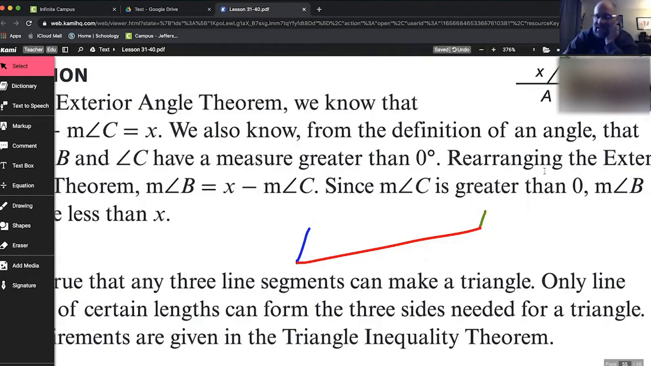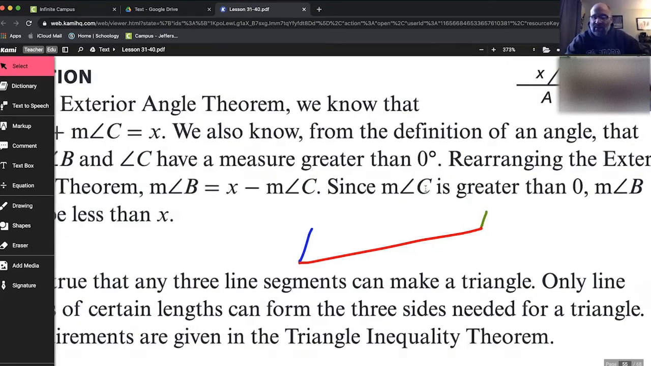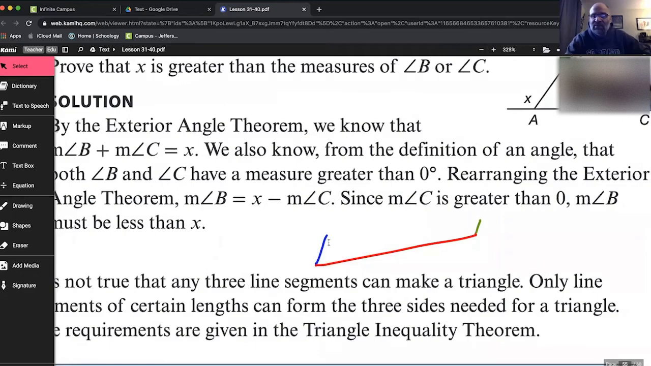So if you have 3 lines, here's what I would say in English: these 2 lines, if I put these together, they wouldn't meet and connect to this red line, all right? So the blue and green, when you add them together, have to be more than the red line, okay? So for the 3 sides to form a triangle, the 2 lesser sides have to add up to greater than the biggest side, okay?